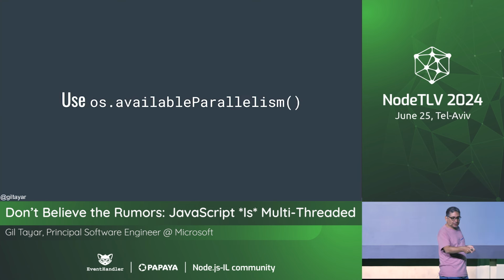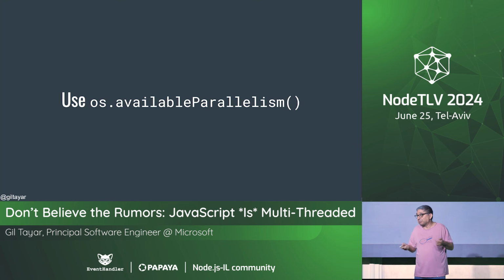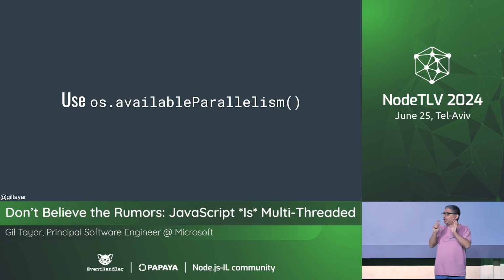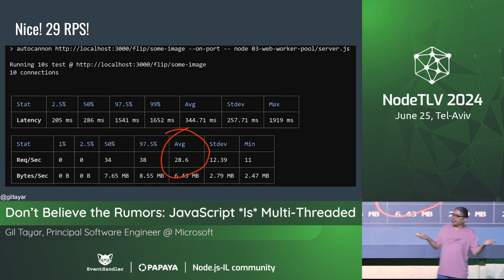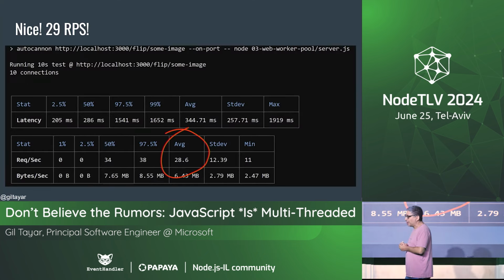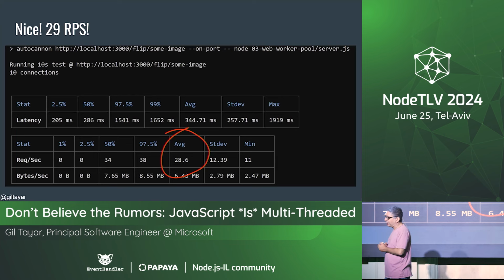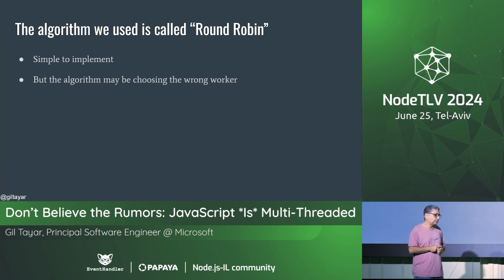Use os.availableParallelism. This will give you basically the number of CPUs. You can also use os.cpus. On my computer, it gives me the same number, so I'm not exactly sure what is happening here. But if you use that and create a worker pool of that size, you're good to go. Let's run it. And finally, we have a lot more parallelism in our code. Woo! Yes, worker pools. Thank you.